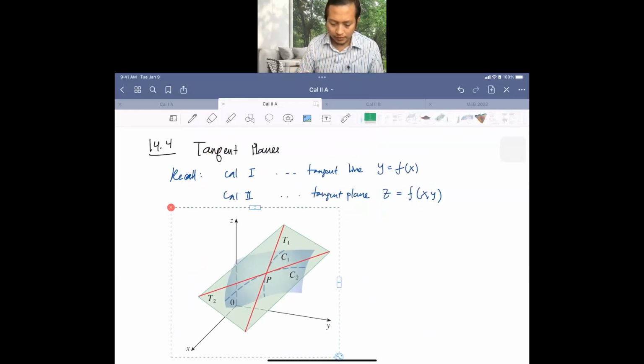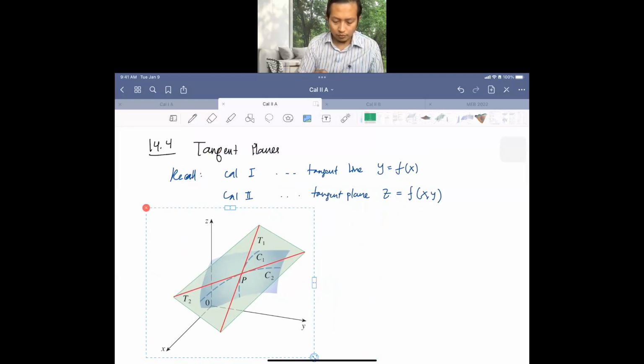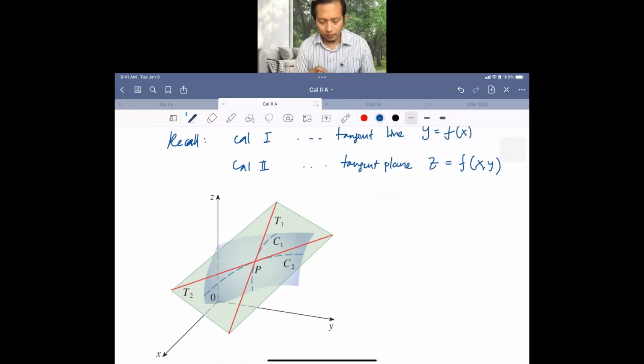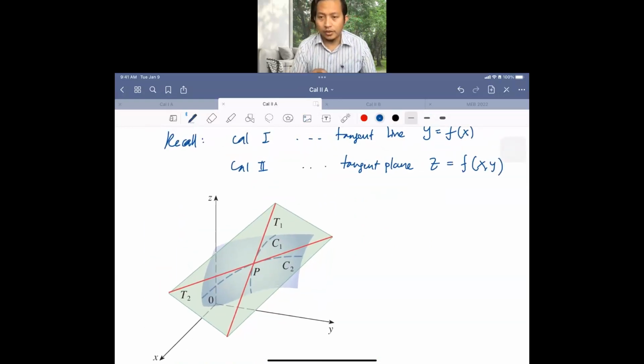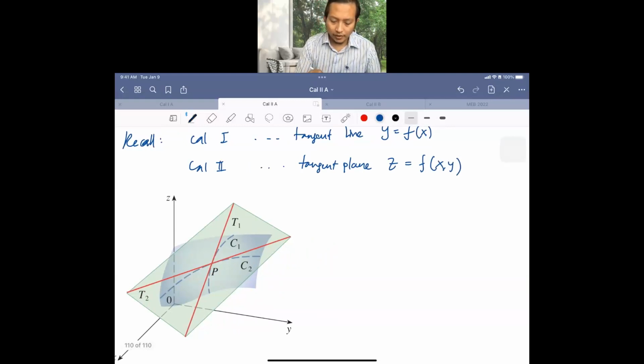If you see the graphs, this is what we are actually looking for. This is our objective. So we are going to find the tangent plane through T1 and T2, these two tangents. So we can define this plane.